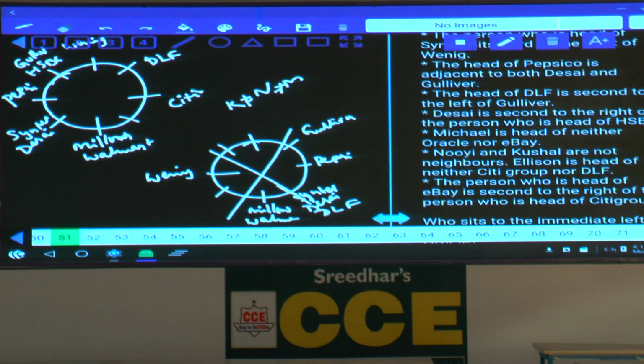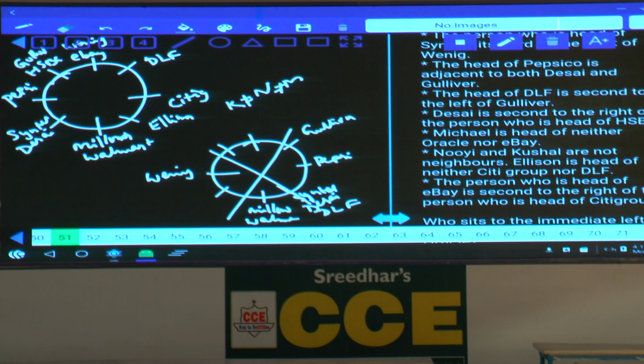If Citigroup is here, now eBay must be at this place. Are you following or not? eBay is seated second to the right of Citigroup. Then Nui and Kushal are not neighbors. As Nui and Kushal are not neighbors, and Ellison is head of neither Citigroup nor DLF, then what is the only possibility left to this one? Ellison. Ellison must be at this place only. Are you following this one or not?